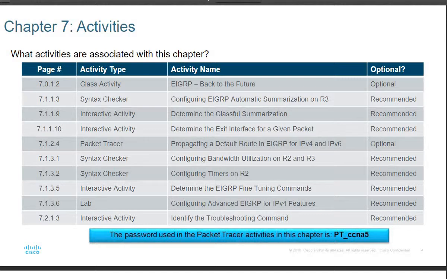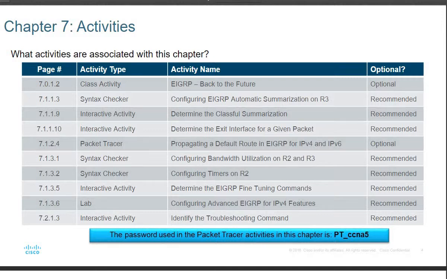7.1.1.9 Interactive Activity, Determine the Classful Summarization, recommended. 7.1.1.10 Interactive Activity, Determine the exit interface for a given packet, recommended. 7.1.2.4 Packet Tracer, Propagating a default route in EIGRP for IPv4 and IPv6, optional. 7.1.3.1 Syntax Checker, Configuring bandwidth utilization on R2 and R3, recommended.